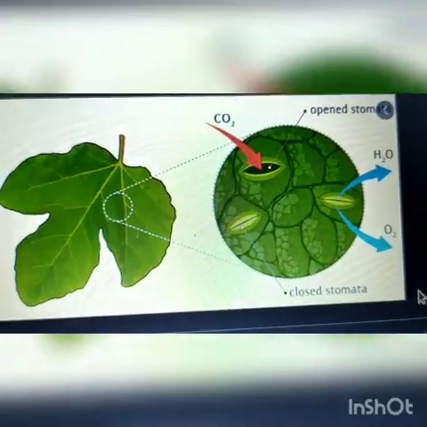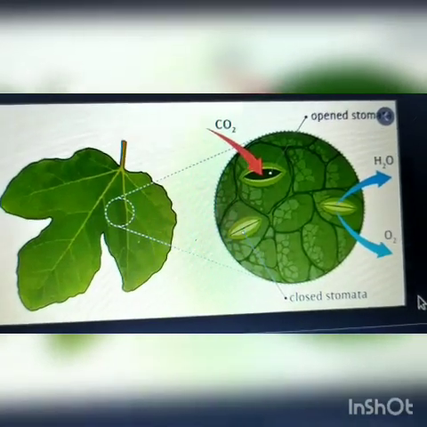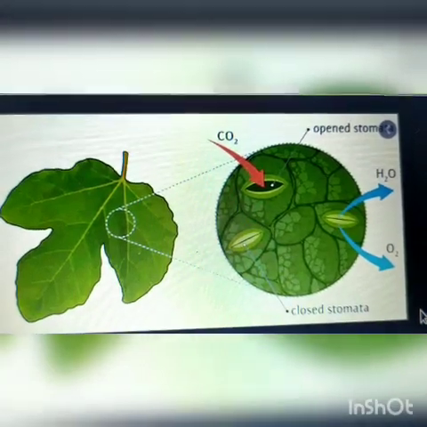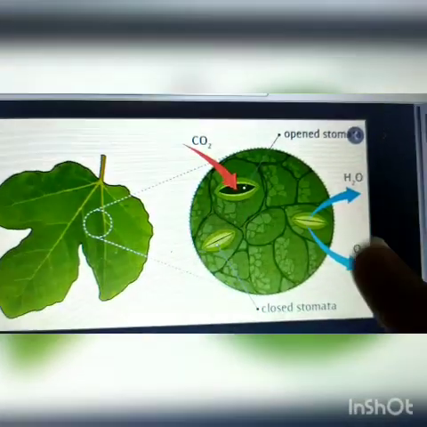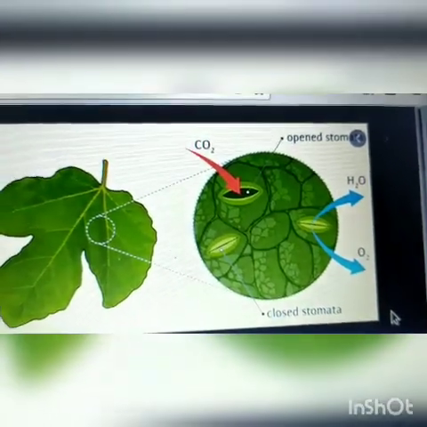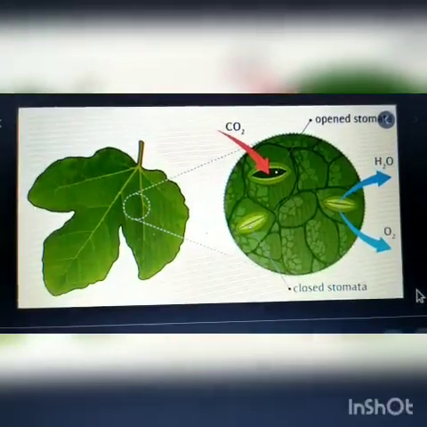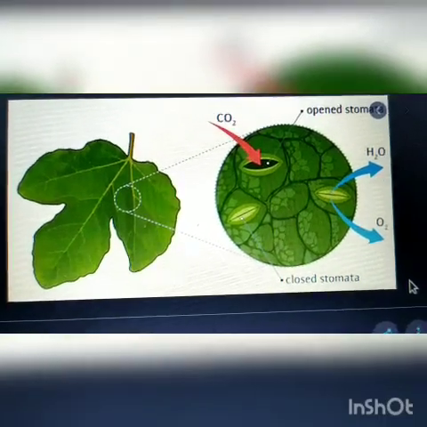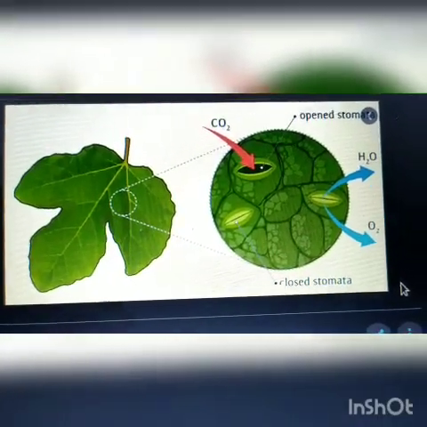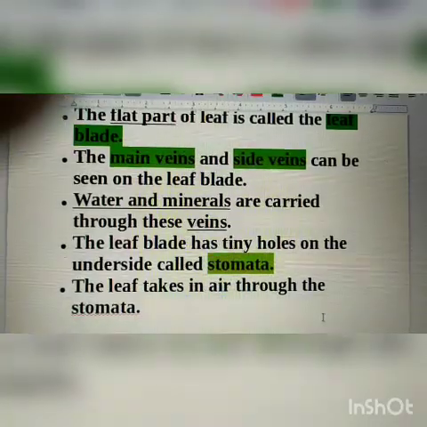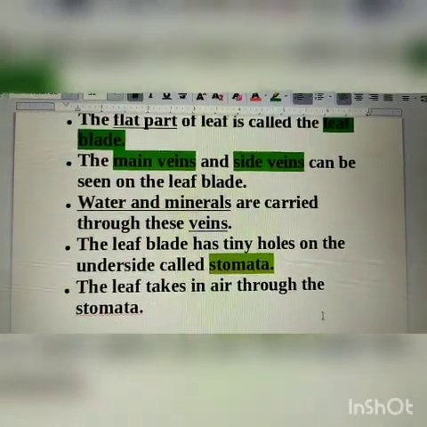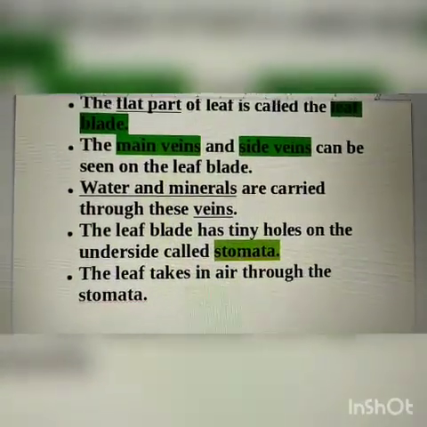And what is the function of stomata, children? Yes, the leaf takes in air through these small tiny pores called stomata. Stomata also give out excess water through these pores. So, this all is about the structure of a leaf. Now we'll study the functions of the leaf.